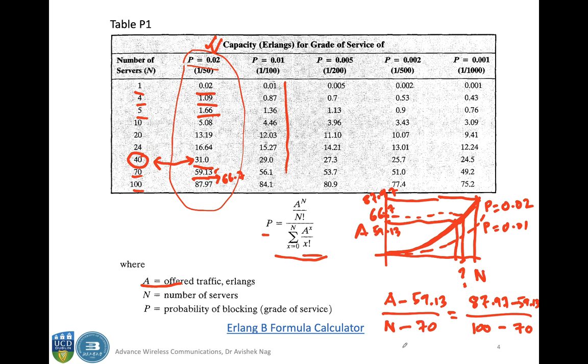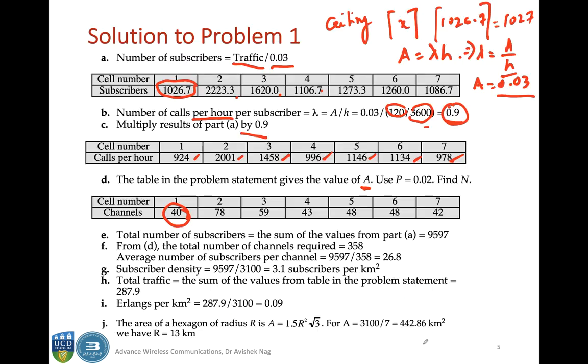Let's say whatever that equation is, it will be the equation of a straight line involving a and n. In that equation, if you put the value of a equal to 66.7, then you can find out the value of n, which will be roughly equal to 78. You can check that yourself.